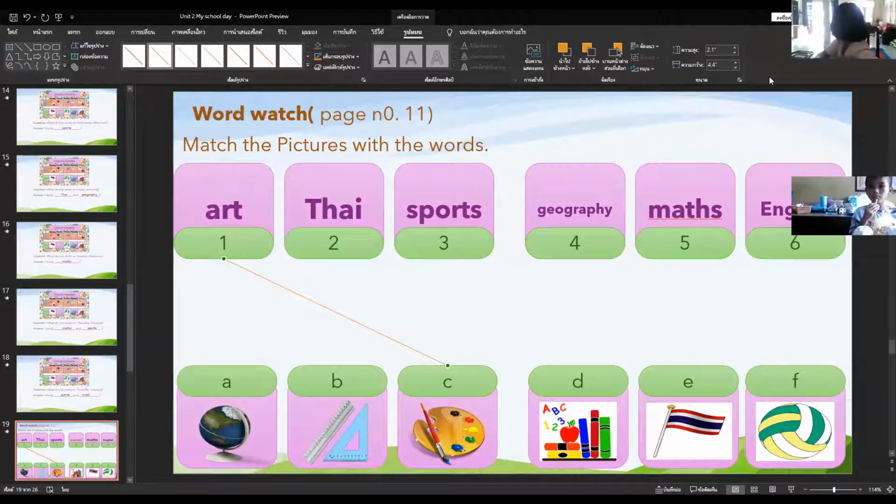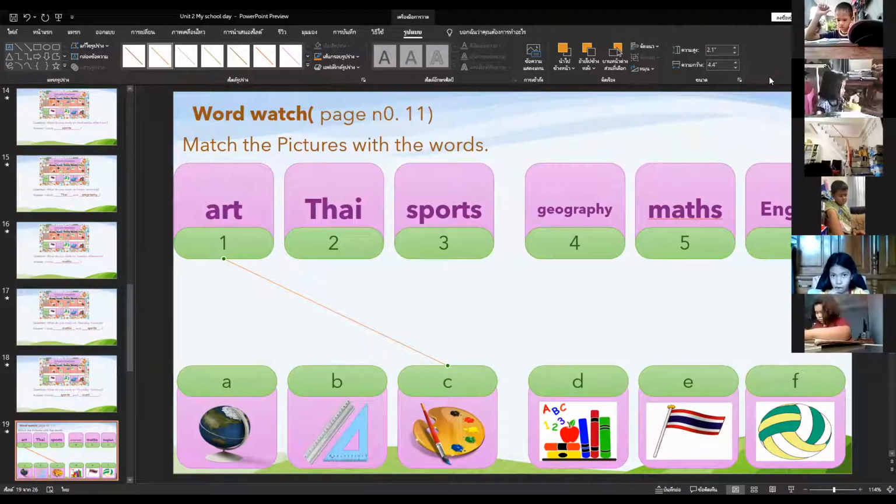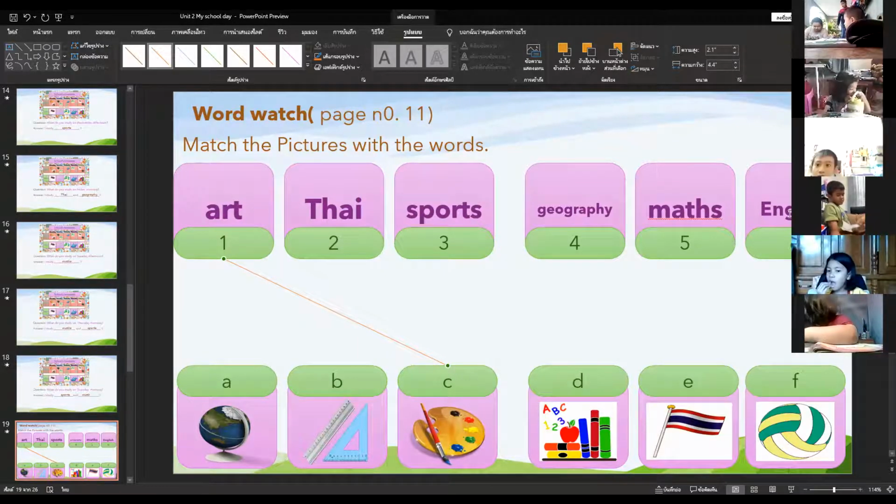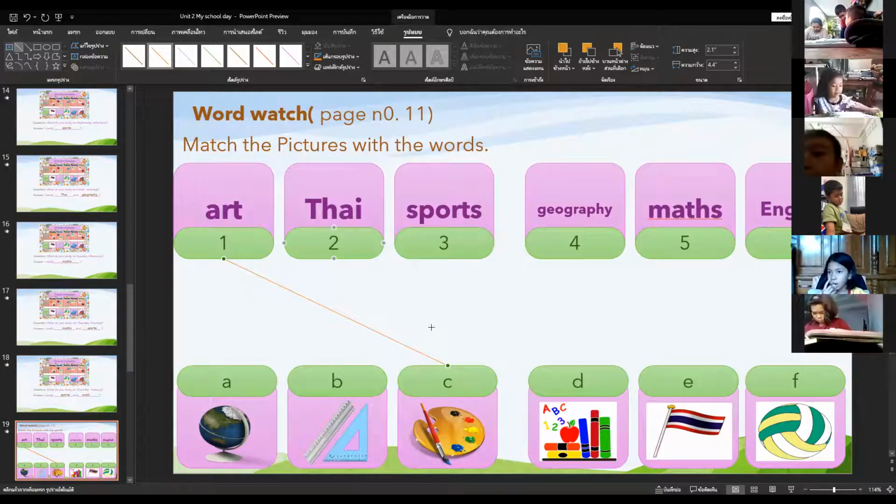Some students are off task. Okay, number one. Are you finished? Okay, we have the word art, Thai, sport, geography, maths, and English. Okay, let's answer. Marina, are you finished? Yes.